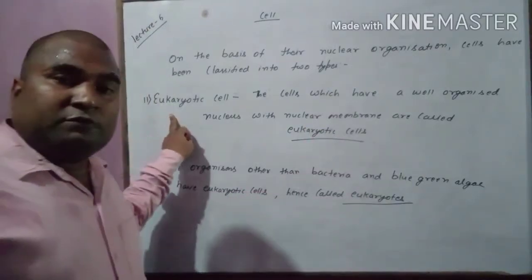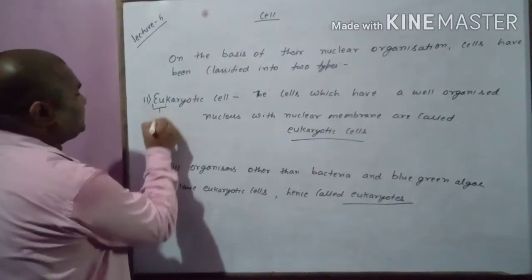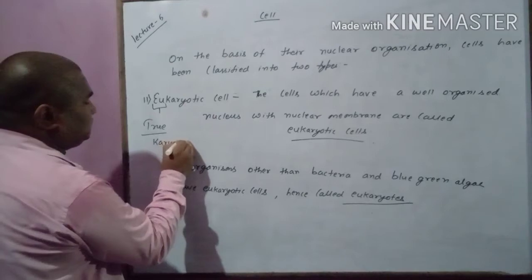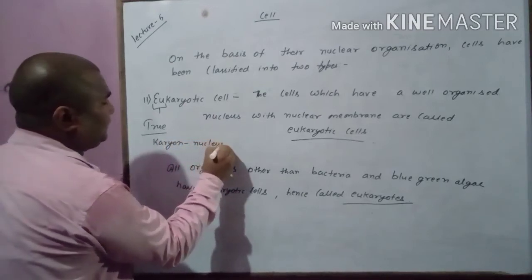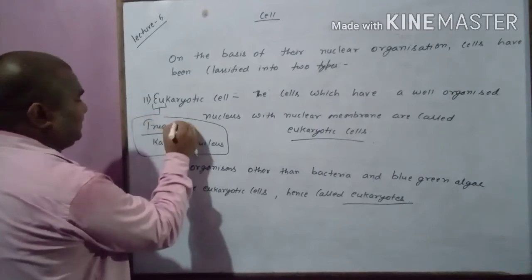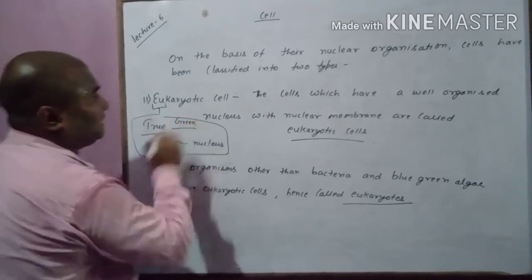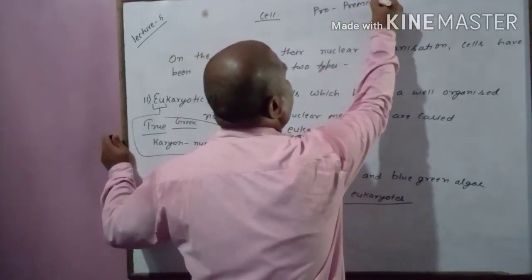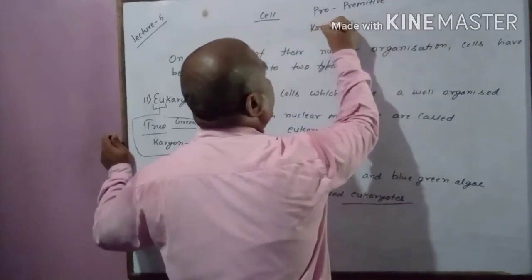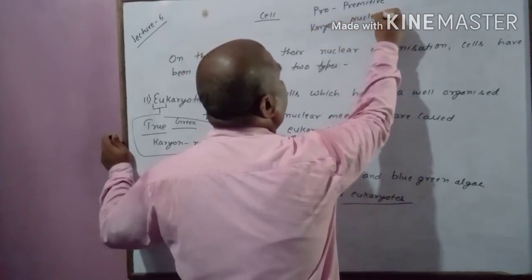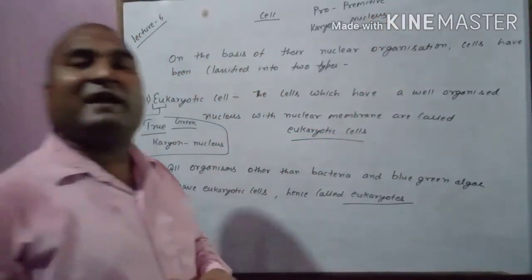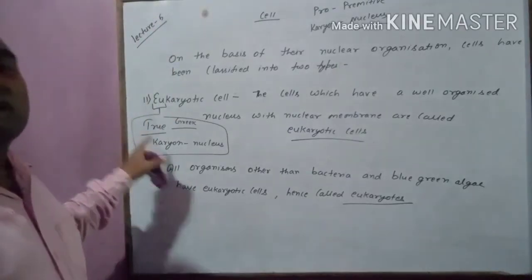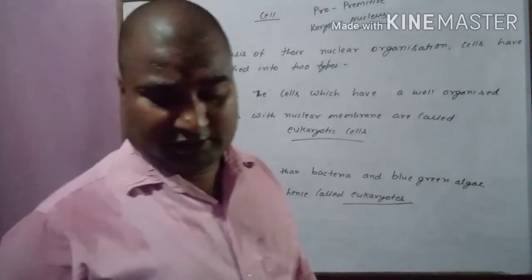Okay, I told you, eukaryotes: in Greek, eu means true and karyon means nucleus. And pro means primitive and karyon means nucleus. So prokaryotes have a primitive nucleus that does not have a nuclear membrane. Eukaryotes have a true nucleus, a well developed nucleus.